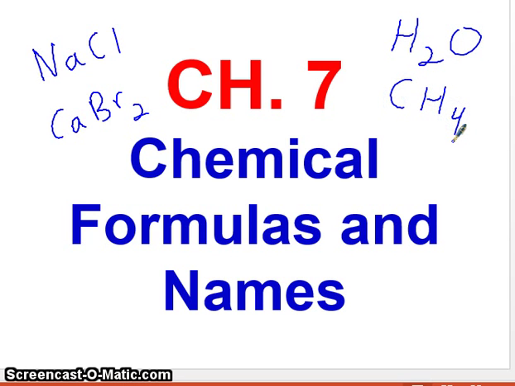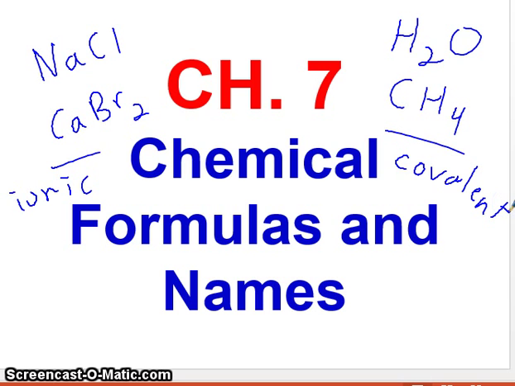And on the left side, I've actually given you ionic compounds. On the right side, I gave you covalent compounds. Remember that there are two different types of compounds, ionic and covalent, and we're actually going to review both of them, and then we'll teach you how to name both of them.